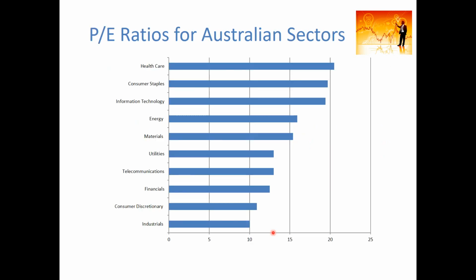And you can see here the PE ratio of different industries in Australia. For example, for industrials, it's about 10, whereas for healthcare, it's about 20. So as the PE ratio for healthcare is about 20, we can expect on average a 20% growth rate for these firms. Whereas, for example, materials has an average PE ratio of 15, so we can expect that these firms will grow at an average rate of 15%.